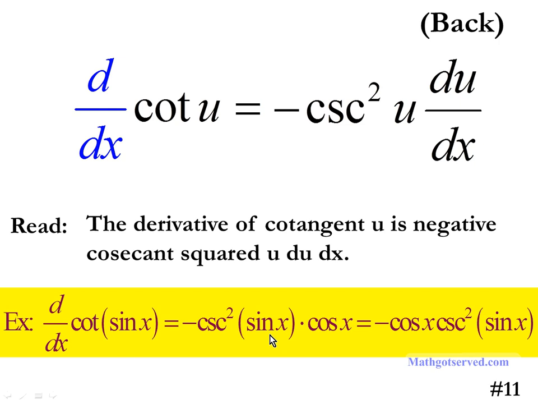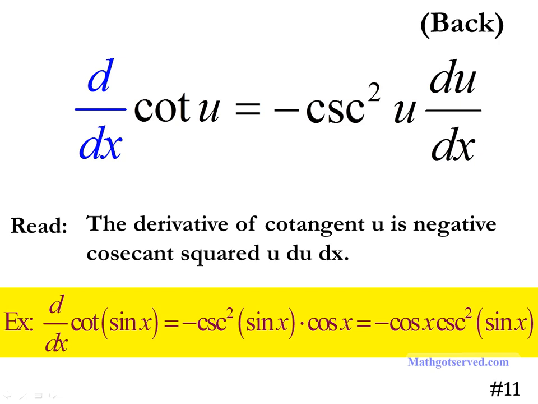U is sine x, and if we apply one of the trigonometric differentiation formulas we just went over in this series, we know that the derivative of sine x is cosine x. So if you rewrite it, the derivative of cotangent of sine x will simply be negative cosine x cosecant square sine x.